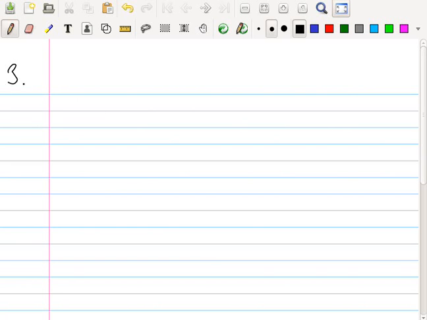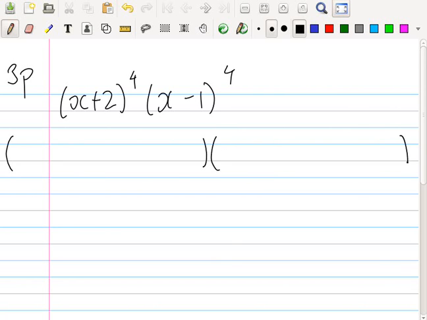So, 3P. (x + 2)^4 (x - 1)^4. Okay, so let me try and make as much space as I can. So the first one, bracket, bracket, second one, bracket, and bracket.